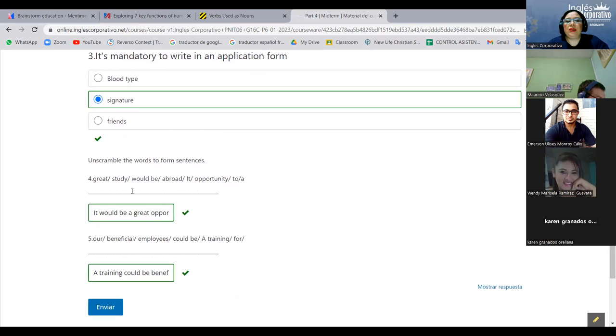Okay. And then we have to unscramble the words to form a sentence. It will be a great opportunity to study abroad, right? There you go, like this. It would be a great opportunity to study abroad. Remember, it ends in a period and it starts with a capital initial. Okay, capital initial because it's a sentence. Capital initial and a period at the end.